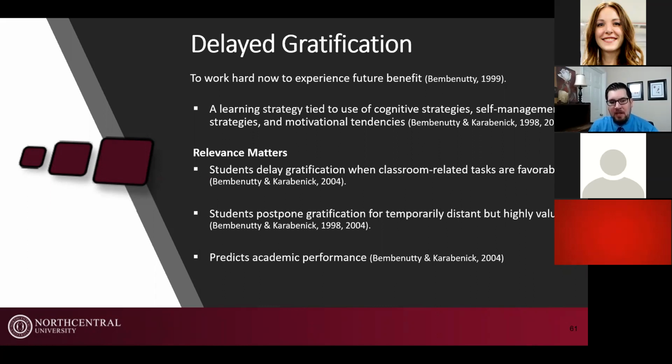Relevance matters here. Students willing to delay gratification for the sake of future academic rewards perceive classroom-related tasks more favorably or useful than students unwilling to wait to experience the reward. Students strategically, voluntarily postpone gratification to enact academic rewards that are temporarily distant in the future. Remember connectedness from future time perspective. They're temporarily distant, but highly valuable. Delayed gratification predicts academic performance.